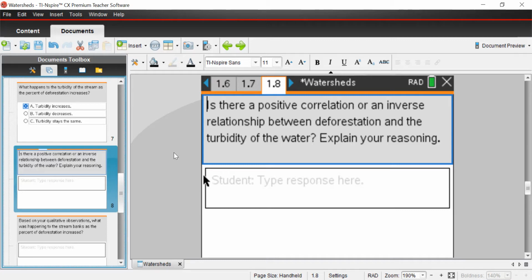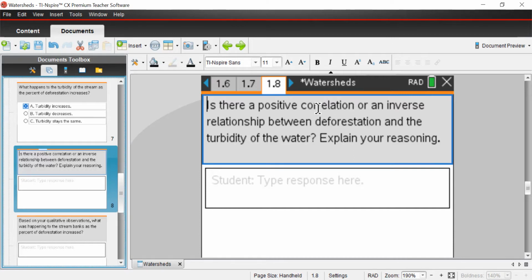So this question is using some terms you may not be familiar with, so I'm going to explain those. A positive correlation means that basically when one variable, or one thing that you're looking at, increases, another variable increases also. And conversely, when one thing decreases, the other thing also decreases. That would be a positive correlation.